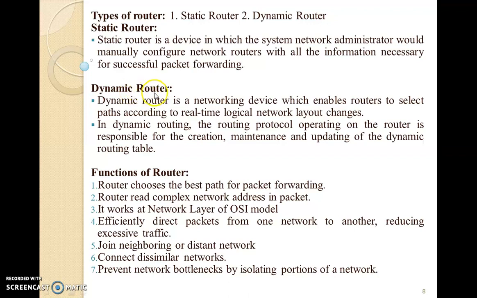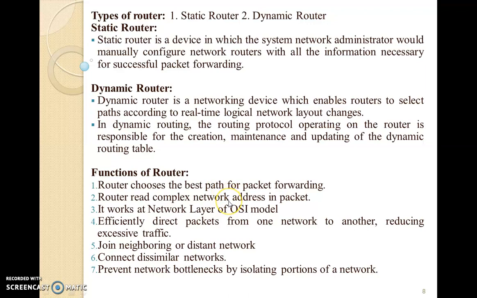Okay, so the dynamic router performs those tasks. So these are the two types of router. Then let us see what functions get performed by a router. As we have discussed previously, a router finds or chooses the best path for packet forwarding.